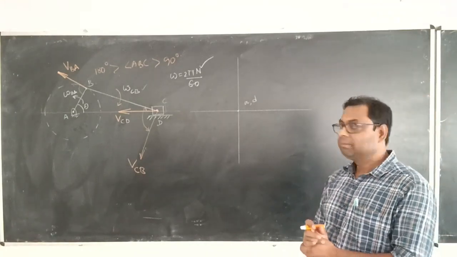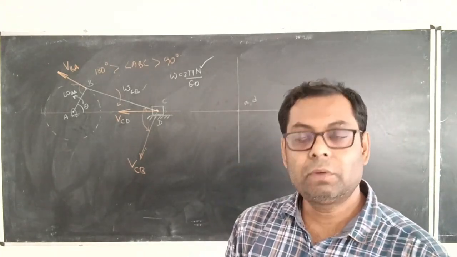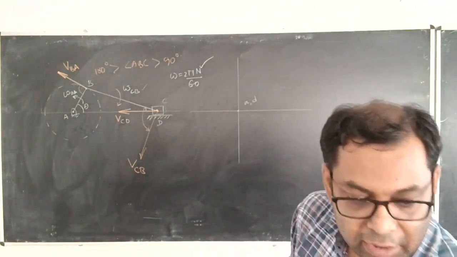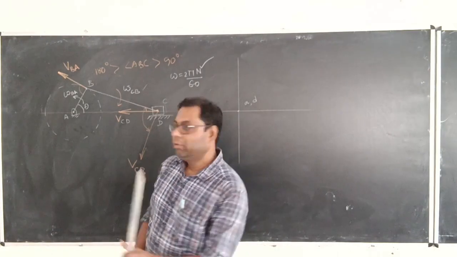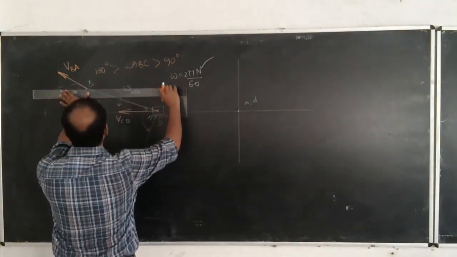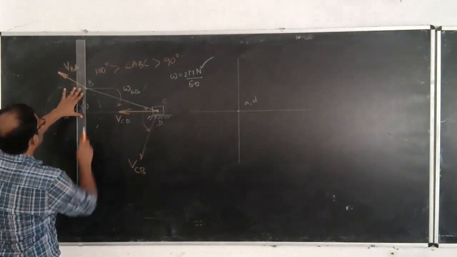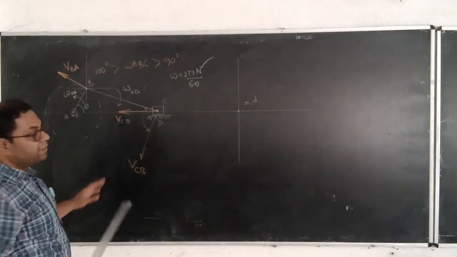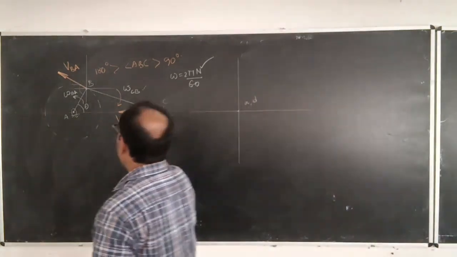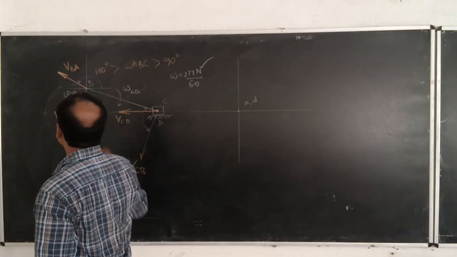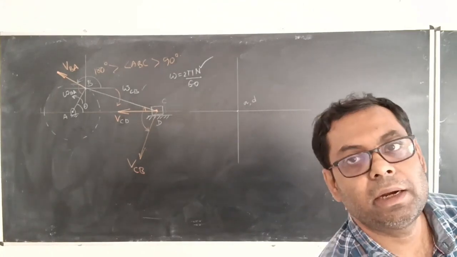So how to solve this? As you have done previously in the four-bar mechanism, we know the method to solve this type of problem: first of all, at VBA we have to draw a local coordinate over here, something like that. And we have to find out the positive angle of VBA with the positive x-axis. We have to find out that particular angle value.